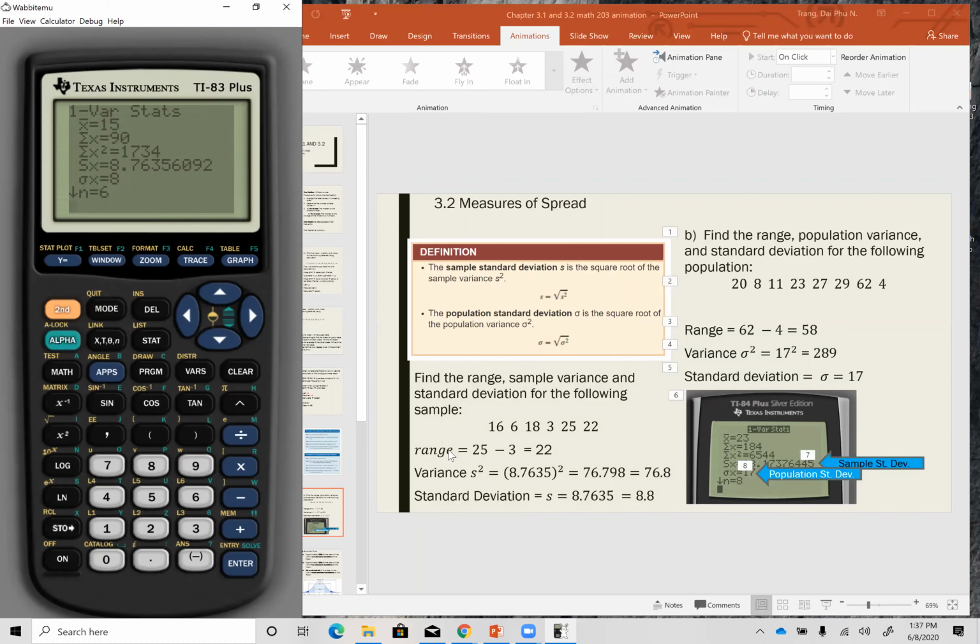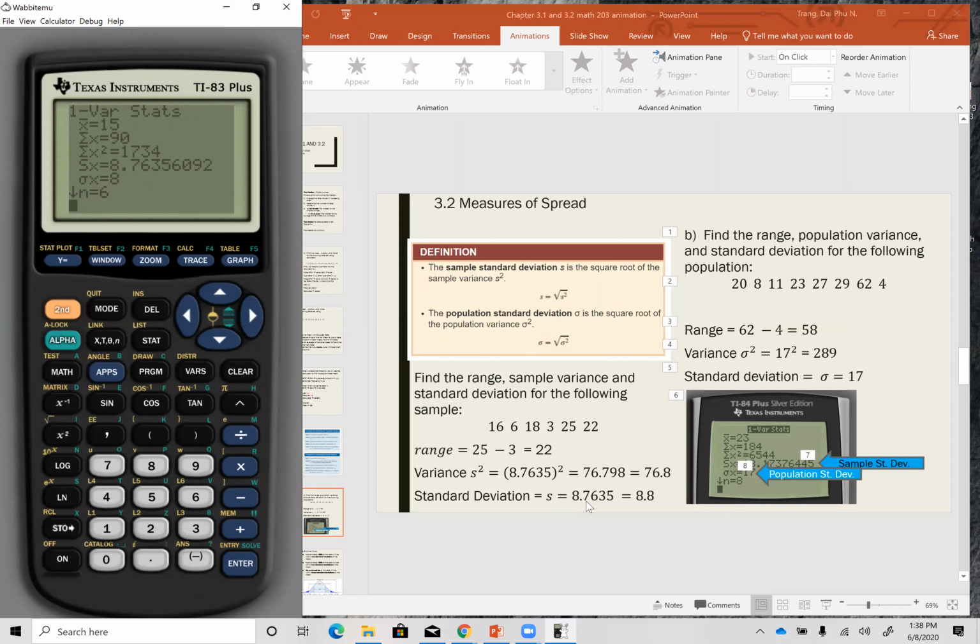In this case, because they ask us for the sample, we have to use the S. Everybody see that I'm not using the sigma. Because the problem we are dealing with is a sample, so we have to use the S.